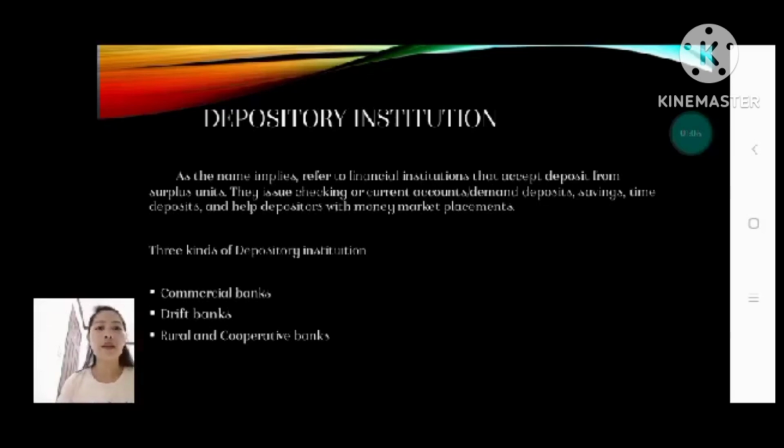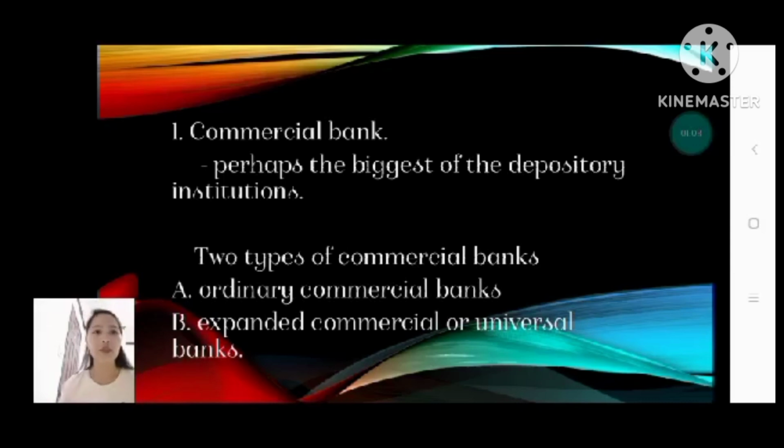The commercial bank is perhaps the biggest of the depository institutions. And commercial banks have two types. First is the ordinary commercial banks. This bank grants only short-term loans. Then the expanded commercial or universal banks are a combination of commercial banks and an investment house. They perform expanded commercial banking functions, domestic and international, and the underwriting function of an investment house.